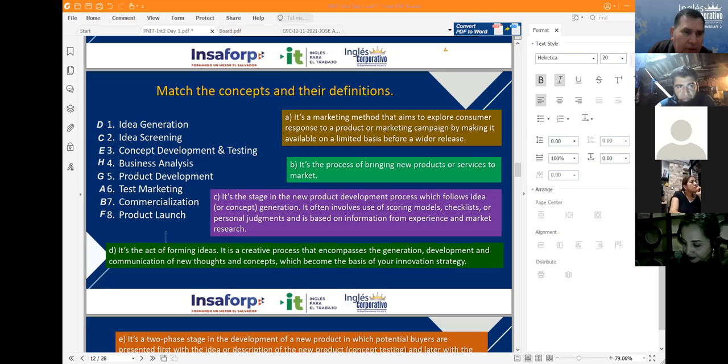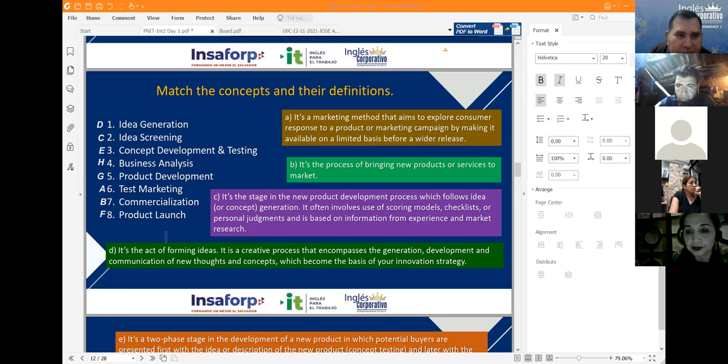So it's letter D. And number two, idea screening is the stage in the new product development process, which follows idea or concept generation. It often involves the use of scoring models. The models will tell you if there is something wrong with the product, the checklist, if it complies with all of the requirements, if it is not, it's faulty, or personal judgments. There can be a committee, somebody said a focus group, right? Analyzing it, okay? Based on information from experience and market research, market investigation, screening.